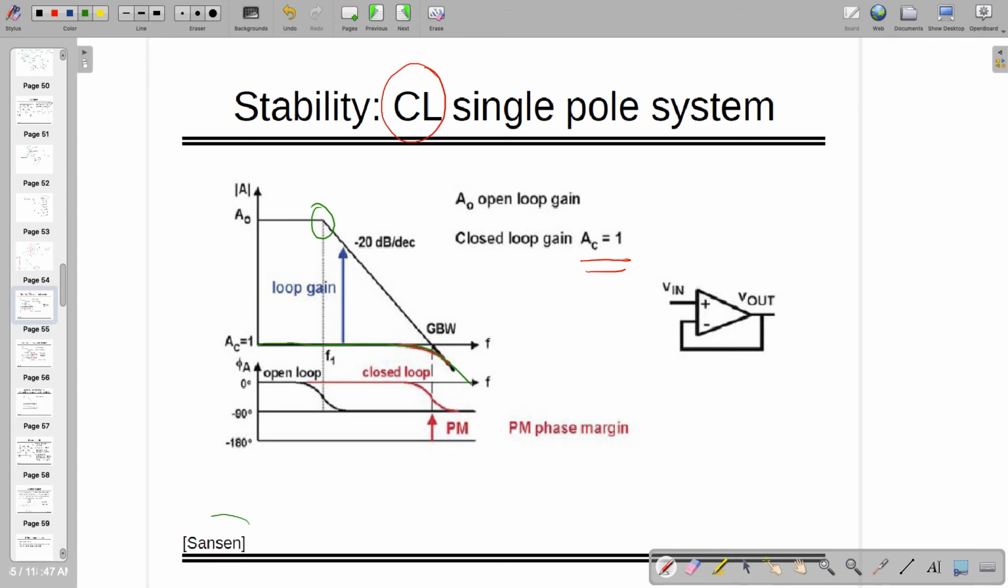By the way, these slides have been taken from a book called Willy Sansen. Okay. So did you find that book or no? Okay. I'll give you my book if you want to have a Xerox or whatever.